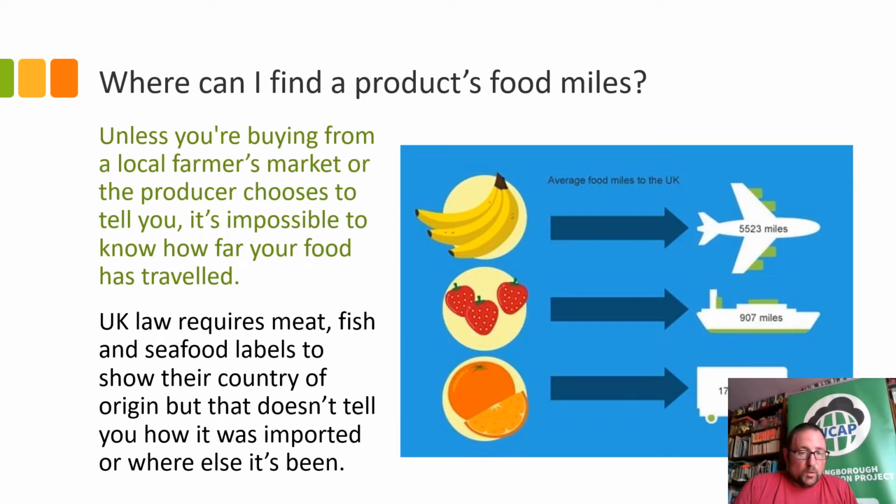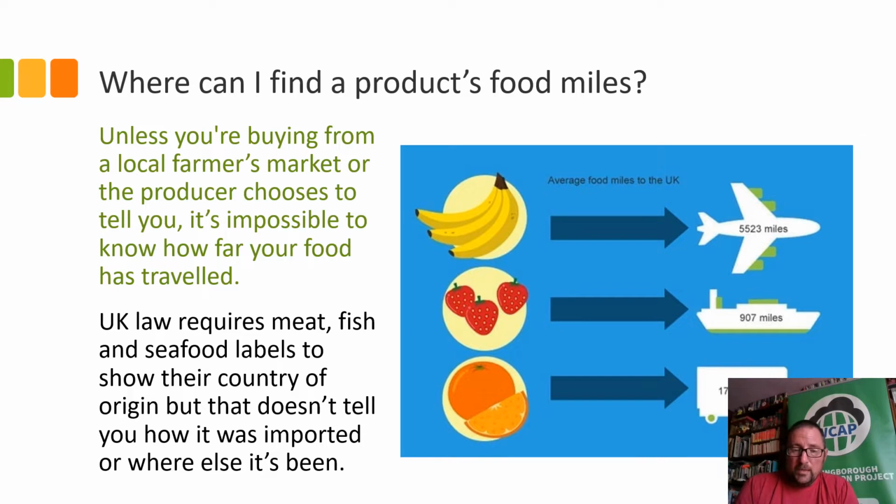But unless you're buying from Made in Northamptonshire or a local farmer's market or buying directly from the producer, or if the producer chooses to tell you, it's almost impossible to know how far your food has travelled. As you can see by the picture, there's huge variance in the amount and the different modes of transport that food can travel. For instance, bananas: the average, and this is the average, it could be more, it could be less, is 5,523 miles, and it's usually done by air because it's quite a delicate fruit that may go off. Strawberries: less than 1,000 miles, and quite often by boat because it doesn't have to go far.